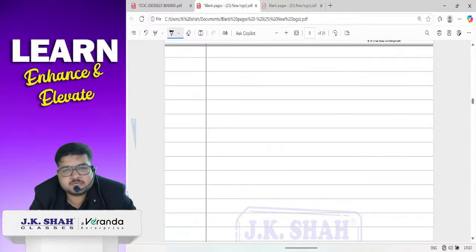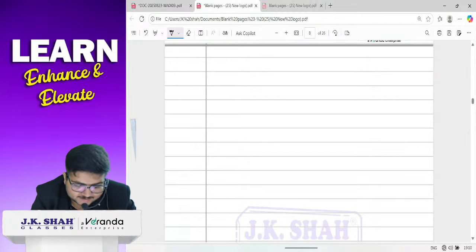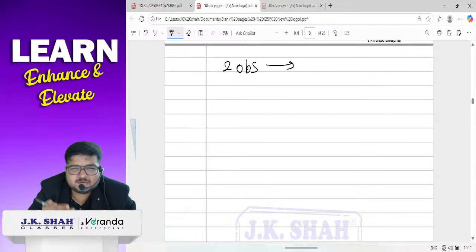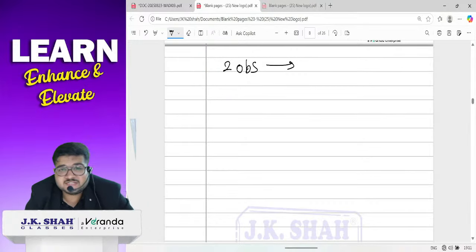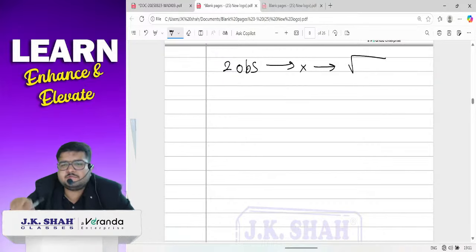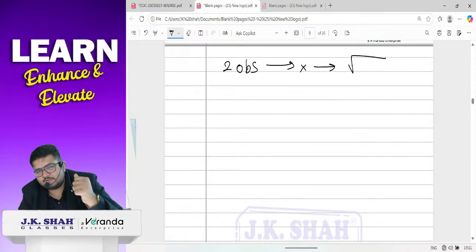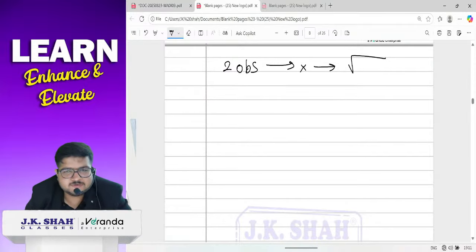Geometric mean solution depends on the number of observations in the question. For example, there are 2 observations in the question, and you have to find the average of those observations. If there are 2 observations, you have to multiply them and find the square root of the product. I am explaining how to solve geometric mean. So if there are 2 observations, multiply them and find the square root of the answer.